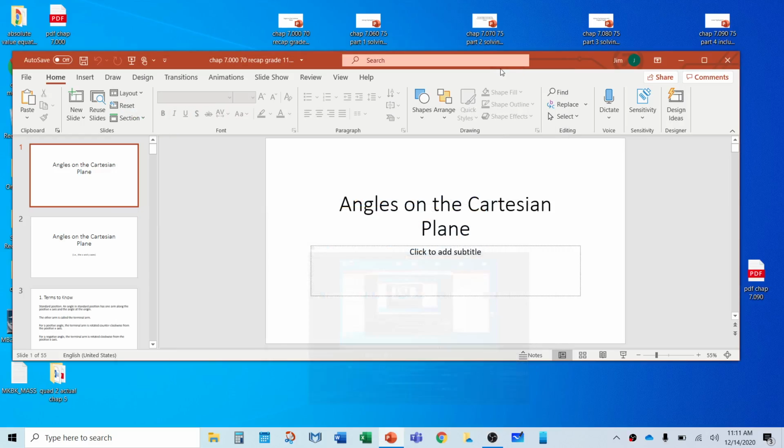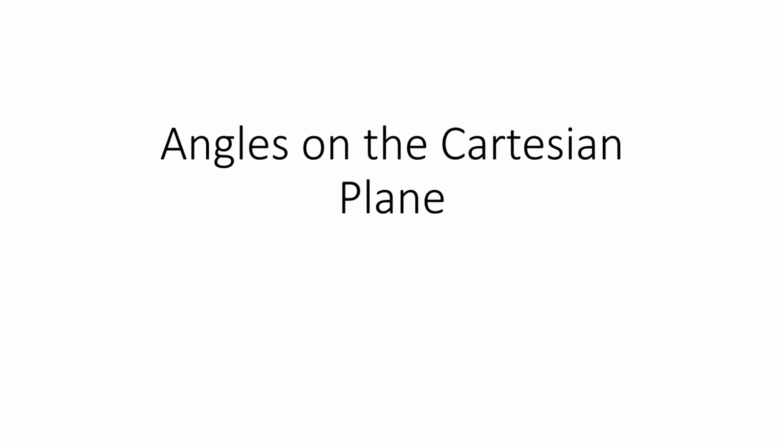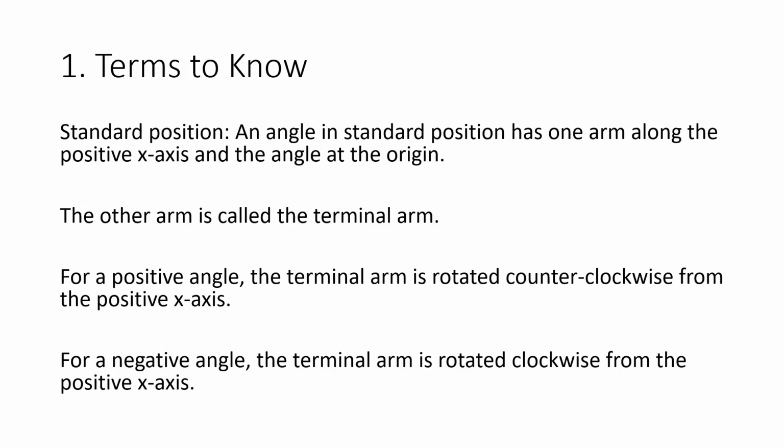In this lesson, we're going to talk about angles on the Cartesian plane. In other words, angles on the x and y axis. First thing we want to know is what standard position means. That's when an angle has one arm along the positive x-axis and the angle's at the origin. The other arm's called the terminal arm.